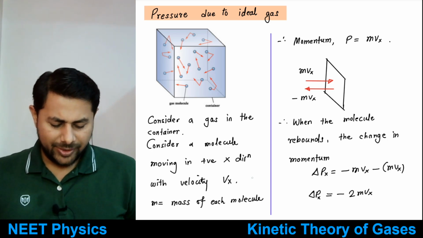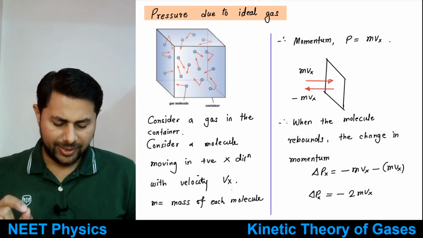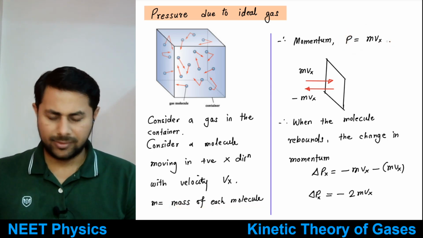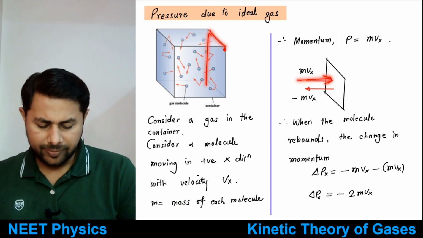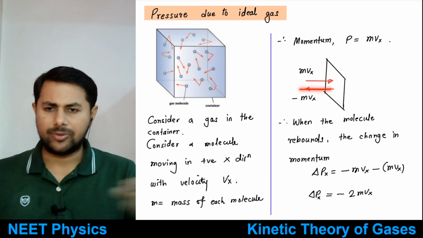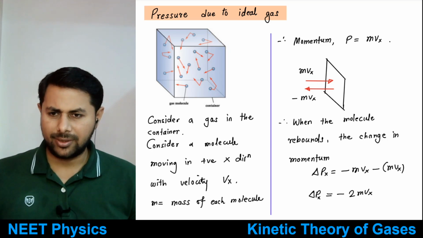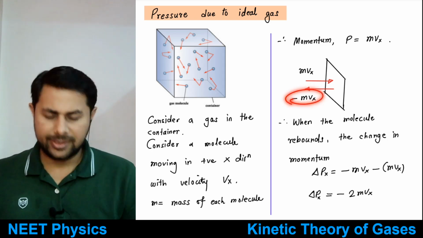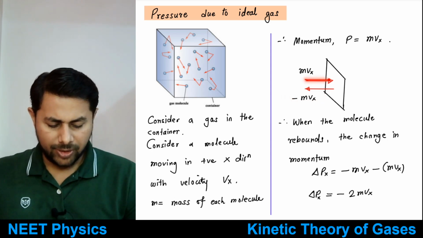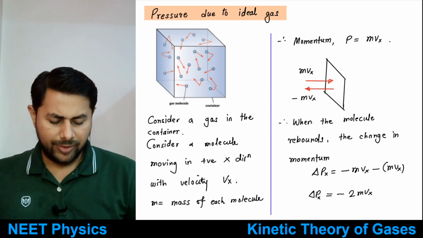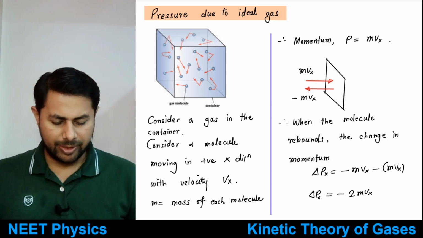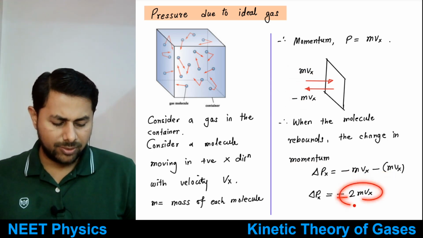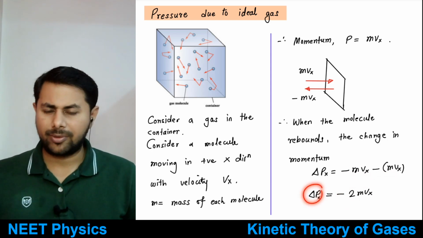Suppose one molecule is moving with a speed Vx in the x direction, and m is its mass, so its momentum would be m times Vx. Suppose it collides with this wall and it rebounds. As we discussed, the collision would be elastic, and the wall is very heavy, so the gas molecule will just bounce back with the same speed. When the molecule rebounds, the change in momentum of the molecule is final momentum minus initial momentum, that is minus mVx minus mVx, that is minus 2mVx. This is the change in momentum of the gas molecule.